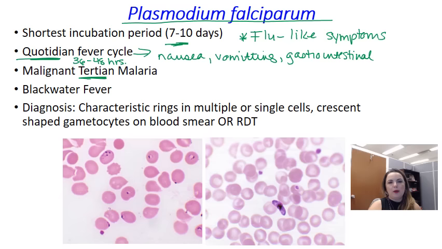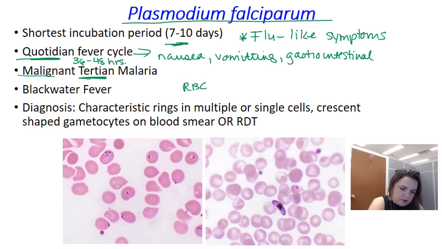This tertian cycle is what actually leads to fulminating disease. And that can often be referred to as malignant tertian malaria. P. falciparum is the most likely of the malaria organisms to result in death if left untreated. Because basically, what happens is you get mass destruction of red blood cells. The red blood cells just get lysed all over.